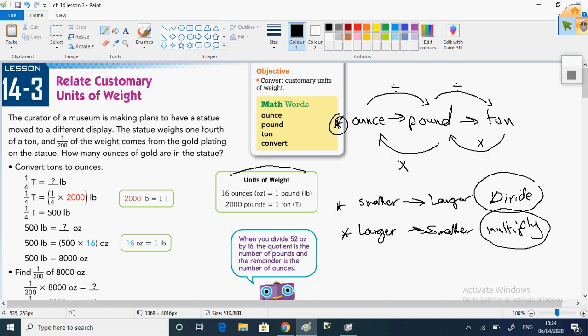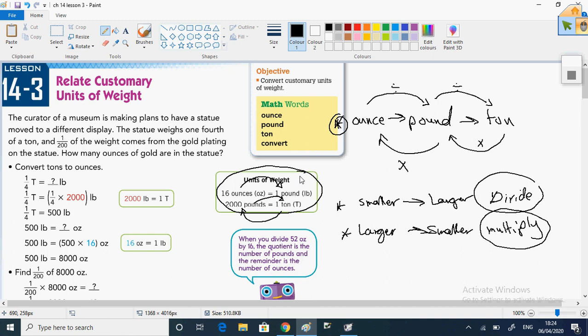So in this box, we have units of weight. Each 16 ounces, or oz. Look, this is different, not the fluid ounces. This is ounces only, because this depends on weight, but fluid ounces depends on capacity. So 16 ounces equal 1 pound, and 1 pound equals 16 ounces. And each ton equals 2,000 pounds, and 2,000 pounds equal 1 ton.